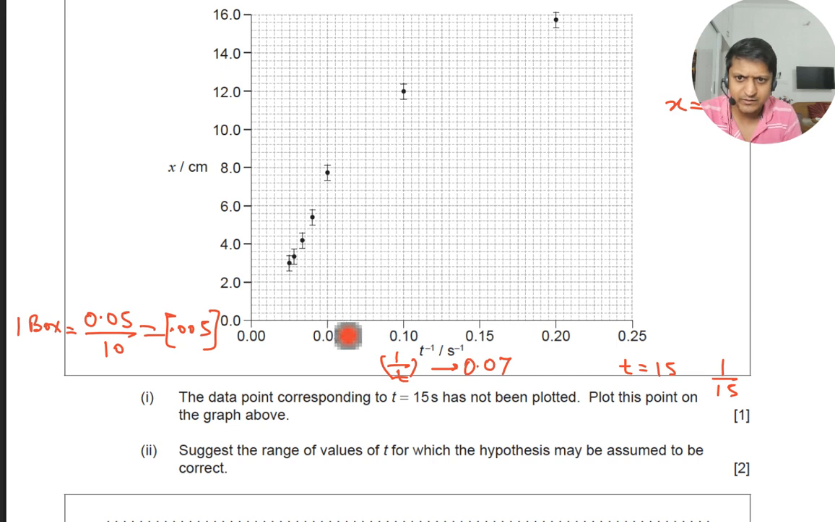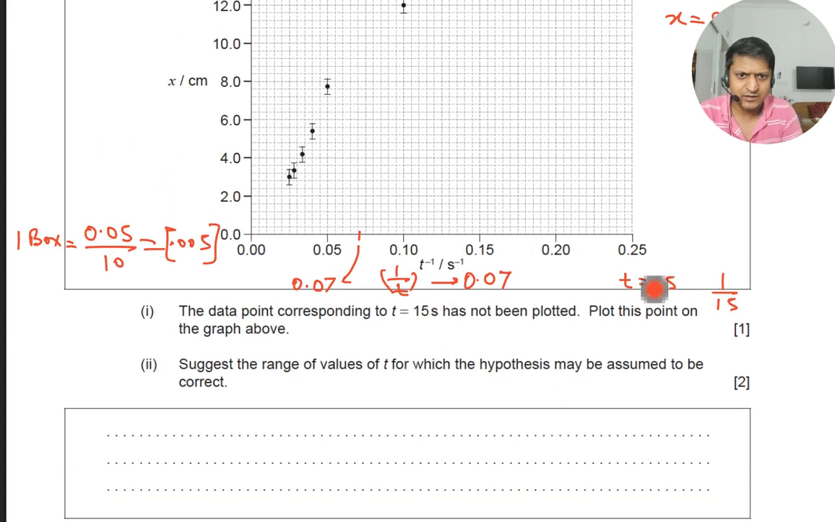So from here, if you move to this, it will be 0.06 and it will be here. So this point will be 0.07. So we are here. For this point, we have to make the graph. And it says plot this point on the graph above.